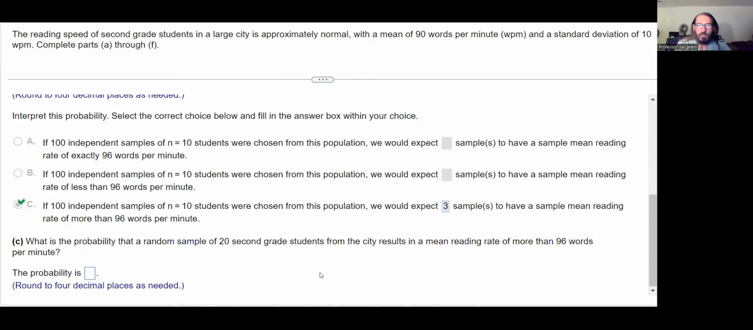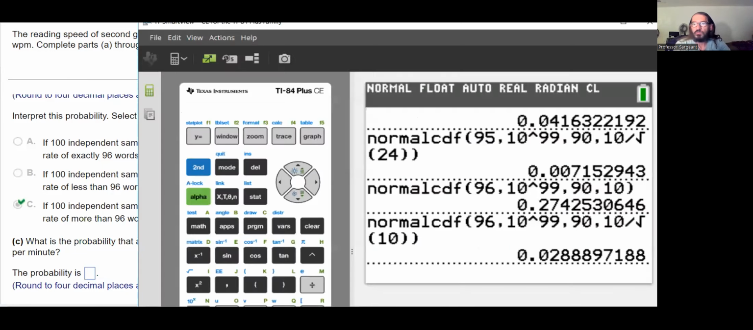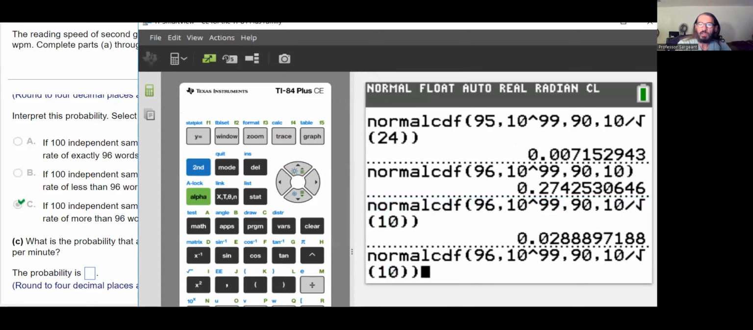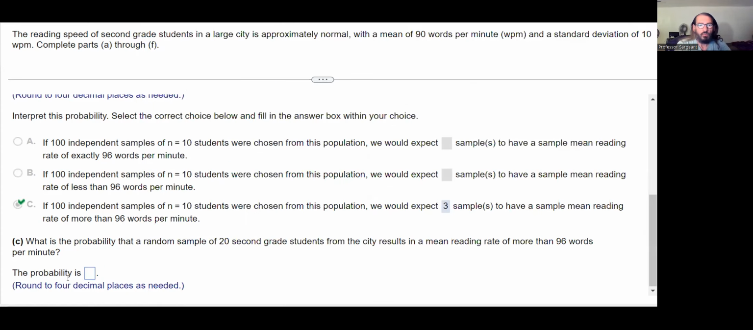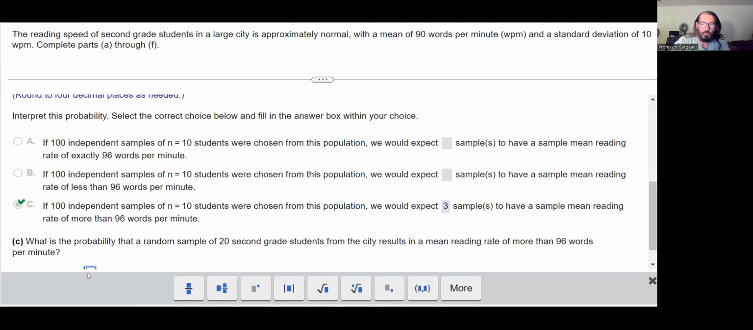All right, everything's working out okay so far. What is the probability that a random sample of 20 second grade students would have a mean reading rate of more than 96 words per minute? Instead of dividing the sigma, the standard deviation from the population that was 10, by square root of 10, now we're dividing by square root of 20. And now it's even less likely in a sample that's even larger. That's rounding to 0.0036.